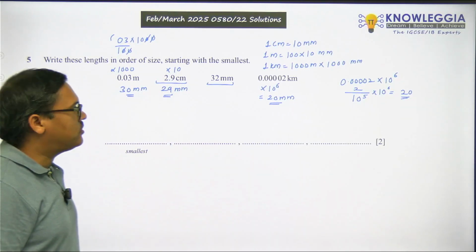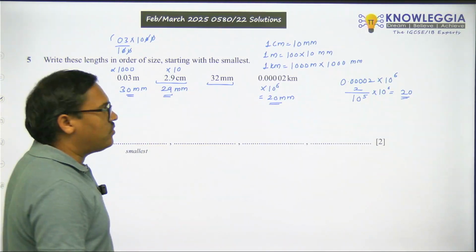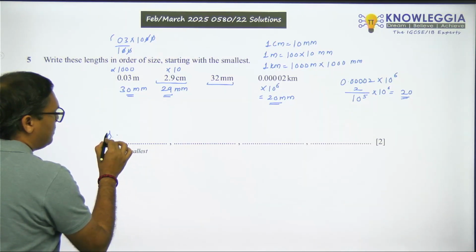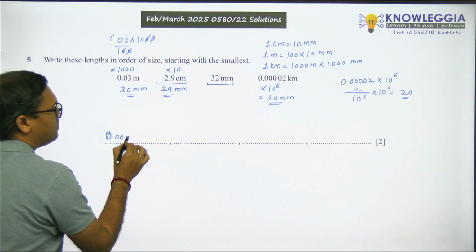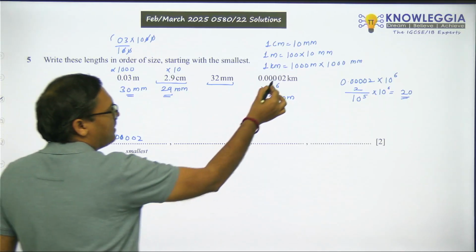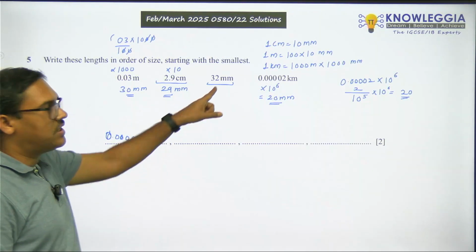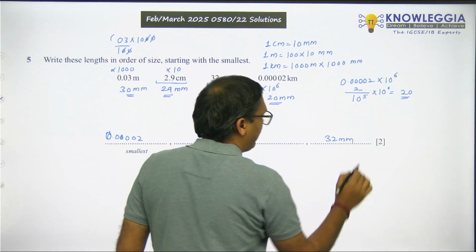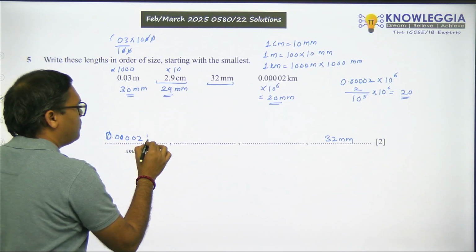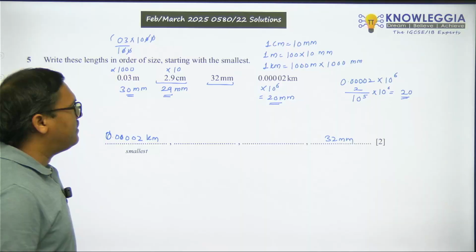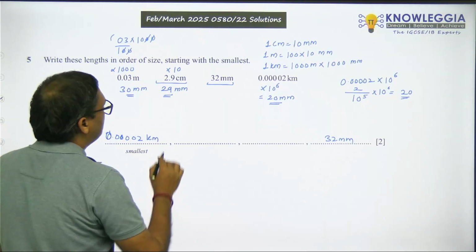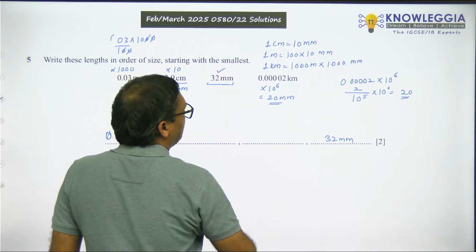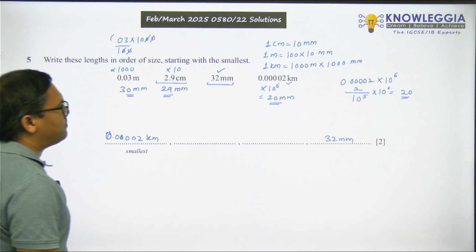So now what is the smallest? Smallest among this is 20 mm. So what is the smallest value? This is 0.00002. That is, this is the smallest value. What is the largest value? This is 32 mm. Correct? This is 0.02 kilometers. Then this is 30 mm. So this is 32 and this is done. Okay. Largest and smallest.